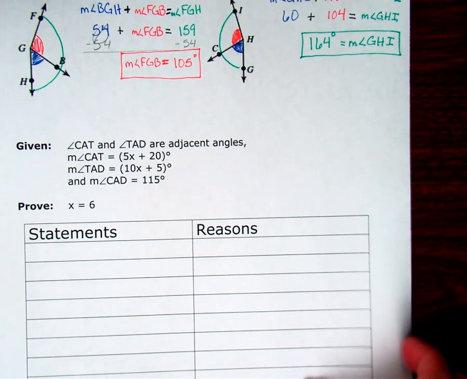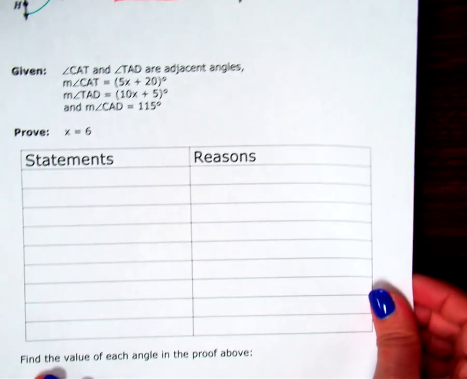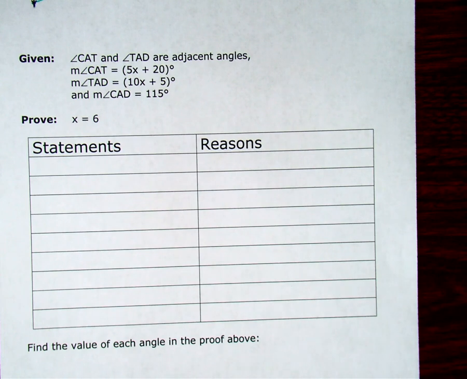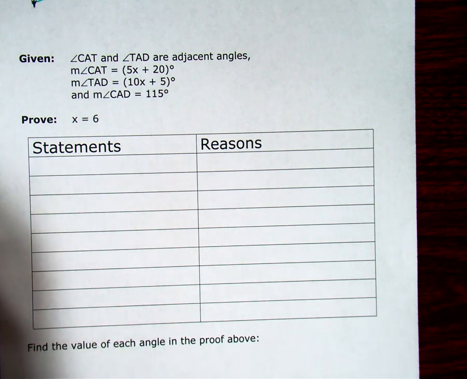Okay, all right, let's look at this proof. I'm given angle CAT and angle TAD are adjacent angles. The measure of angle CAT equals 5x plus 20 degrees. The measure of angle TAD equals 10x plus 5 degrees. And the measure of angle CAD equals 115 degrees. Prove that x equals 6. Okay, so I know I have adjacent angles, which means I can add them together and get a whole angle.